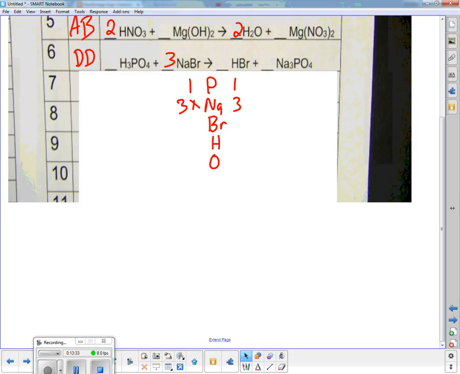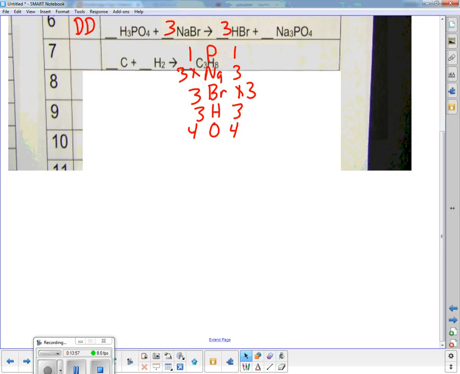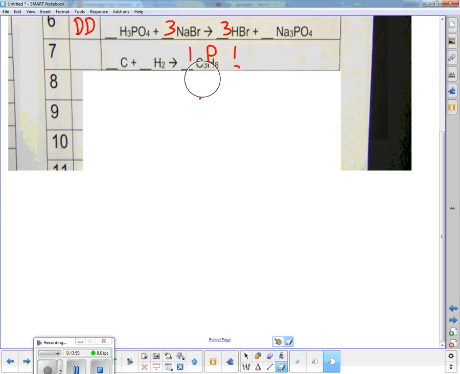Now I've got 3 bromines, and I only have 1 bromine, so I'm going to put a 3 here. Then my hydrogen on the left is 3, hydrogen on the right is 3, my oxygen on the left is 4, my oxygen on the right is 4. Good? Everybody following? Okay, again, I would move down, erase my stuff. Okay, what type is this?